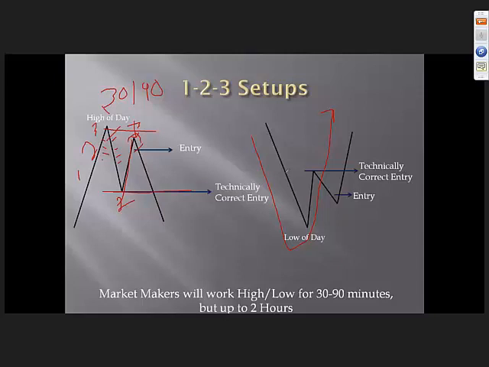All right, so understand, the V bottom is the only thing we can't account for. That's where the 30 minutes come in.